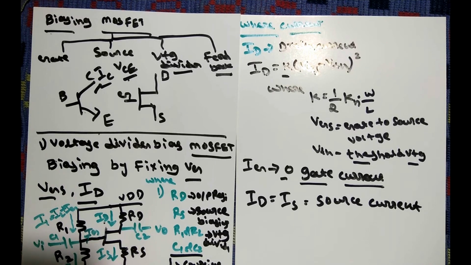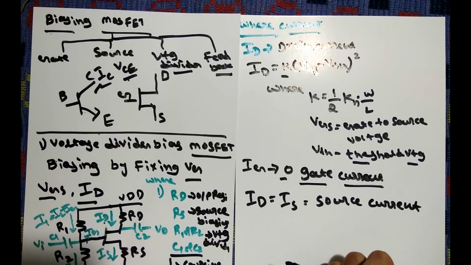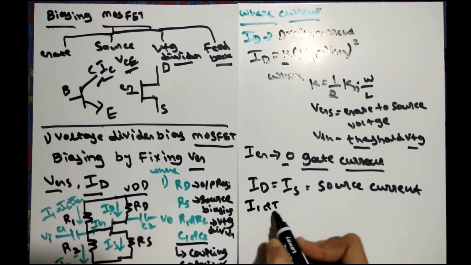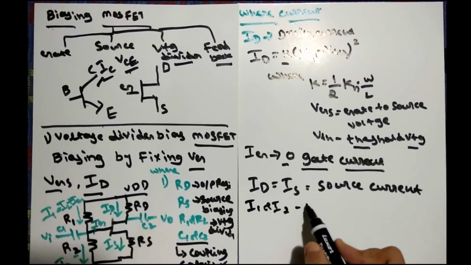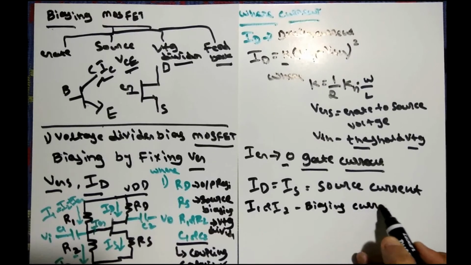If IG is 0, then obviously I1 and I2 are very small. From the previous relation we know that I2 is equal to 10 times IB, as we discussed. So when IG becomes 0, these are all negligible currents in I1 and I2, so we can ignore I1 and I2. They are nothing but the biasing current or input current, and they are very small, or effectively 0.